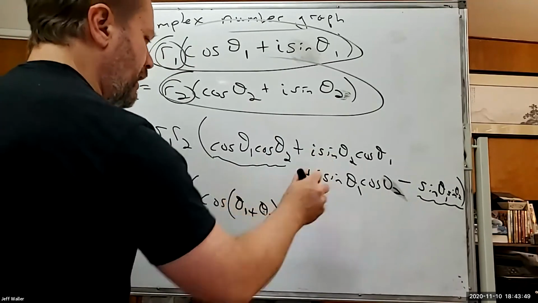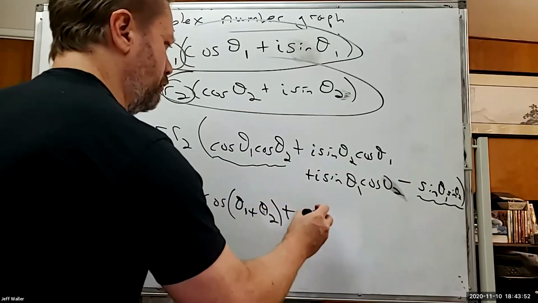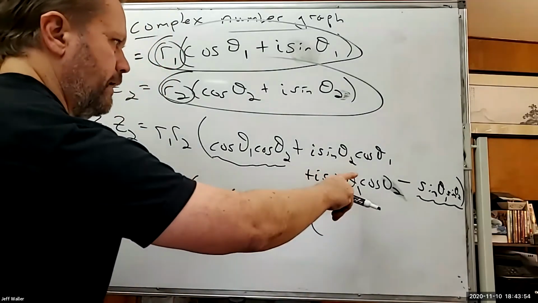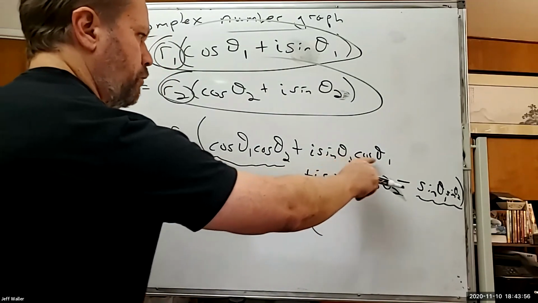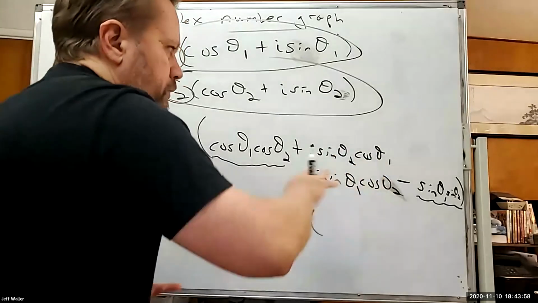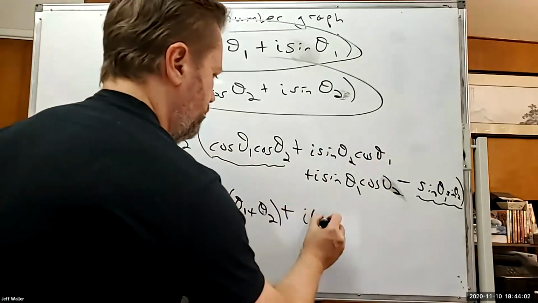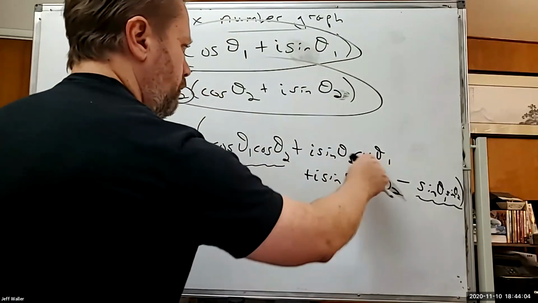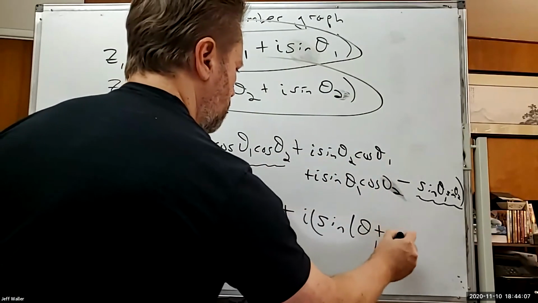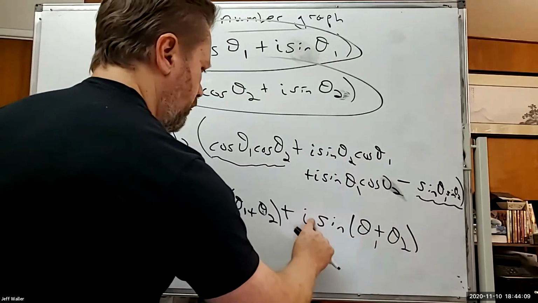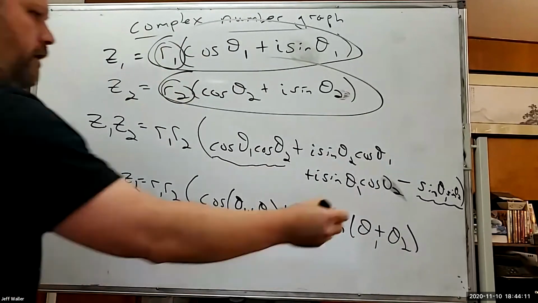And then what's the i part? Let me take an i out. And then what happens here? This, of course, is going to be sine, cosine. It's going to be sine, right? Everybody takes a turn. Sine of theta 1 plus theta 2. Bam.